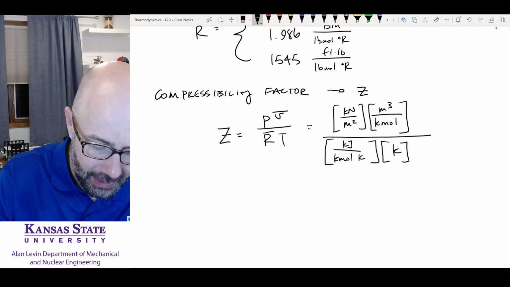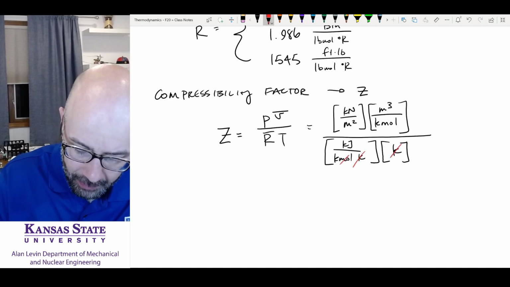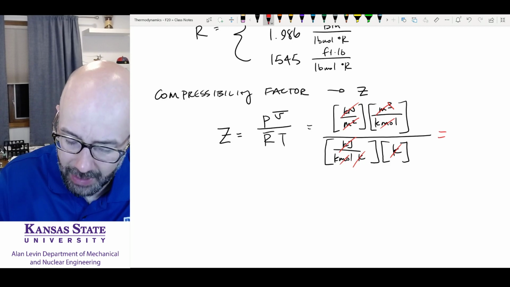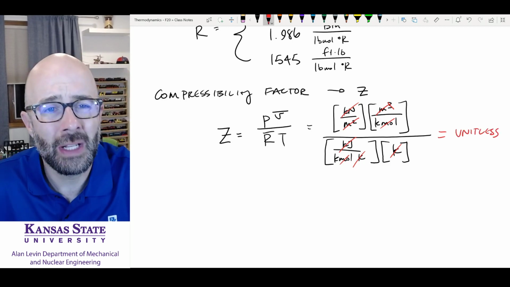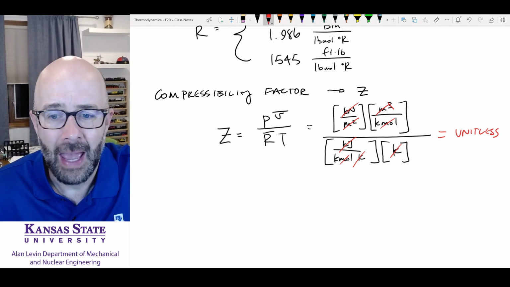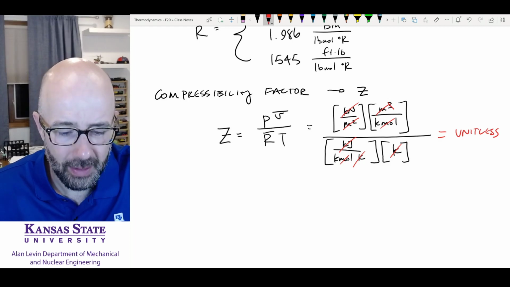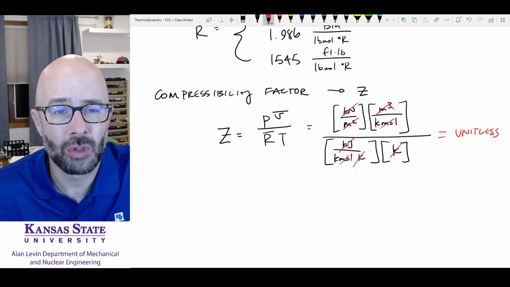Let's see what our units end up being here. Kelvins are going to cancel, kilomoles are going to cancel, meters are going to cancel, and a kilonewton times a meter is a kilojoule, which is going to cancel. And this is going to be unitless. So we've developed a unitless value called the compressibility factor, and that is going to be useful to us as we go through our studies.